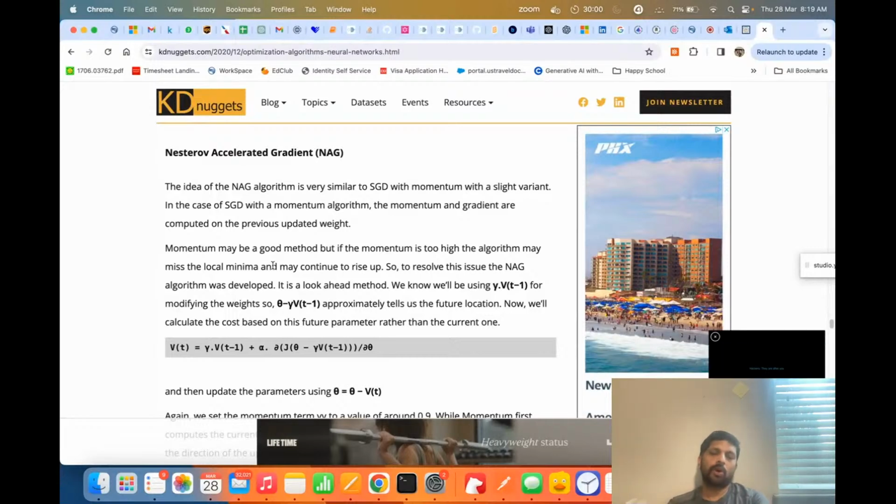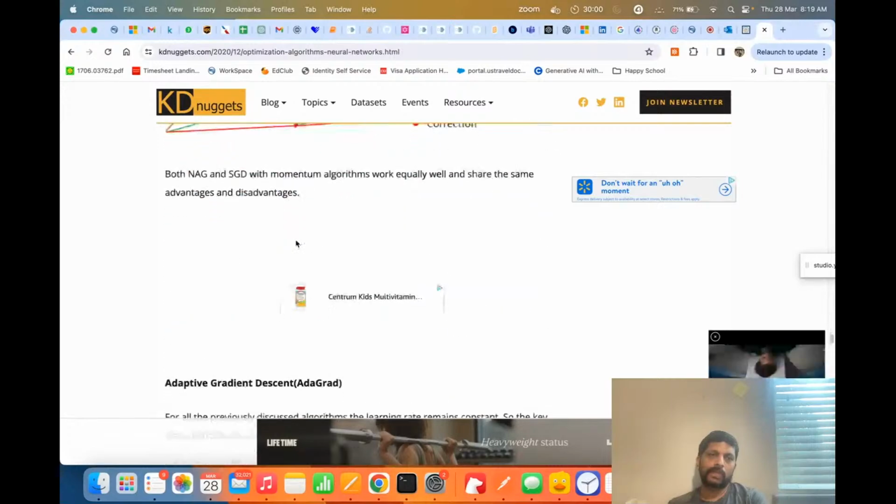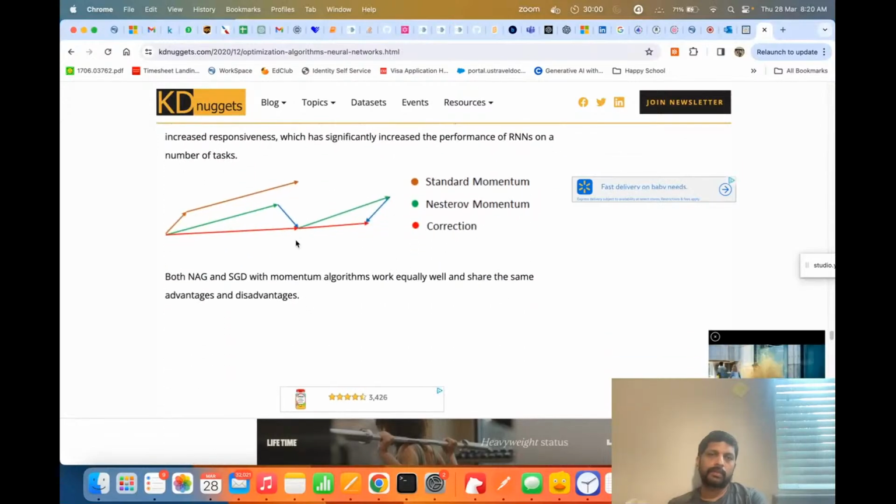I think this is just optimization on top of the SGD with momentum. In the case of SGD with momentum, the momentum and gradient are computed on previously updated weights. It's okay, I'll skip that.